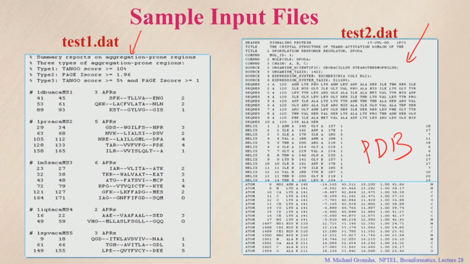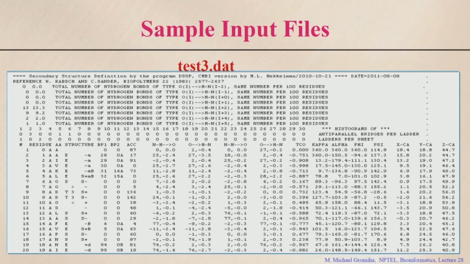Then test1.date is the output obtained from a program. You can see various numbers, some scores and some IDs, and some blank lines. So these are the various types of information available in test1.date. We can use this data for manipulation. And this is test3.date. Are you familiar with this output?